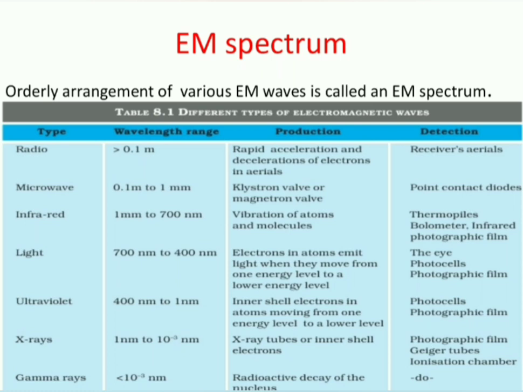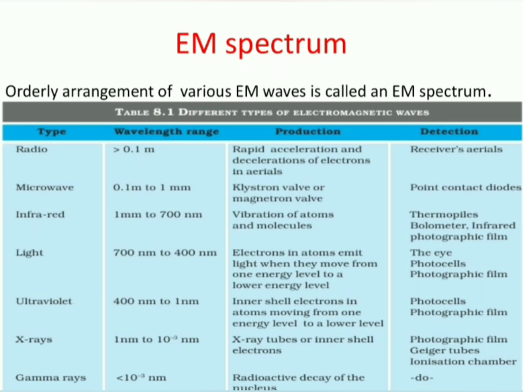Then infrared has a wavelength ranging from 1 millimeter to 700 nanometer. Again, these are produced by atomic transitions or vibration of atoms and molecules. When an atom gets vibrated, it releases energy in the form of electromagnetic waves, which corresponds to infrared. They are detected by thermopiles. Thermopiles and bolometers are very sensitive devices which can detect infrared rays. We can also make use of infrared photographic film for detecting these radiations.